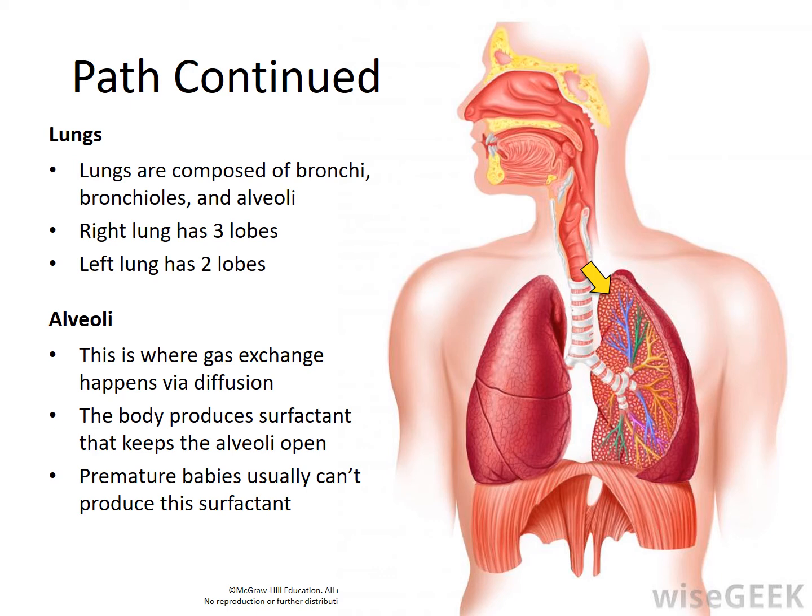The next bullet point says that premature babies usually can't produce this surfactant, and that's true. This is the reason why a lot of premature babies have to be placed on respirators, because surfactant production doesn't happen in lungs until the very last part of pregnancy. So premature babies often can't produce that surfactant, and their lungs will tend to collapse because they can't breathe on their own.